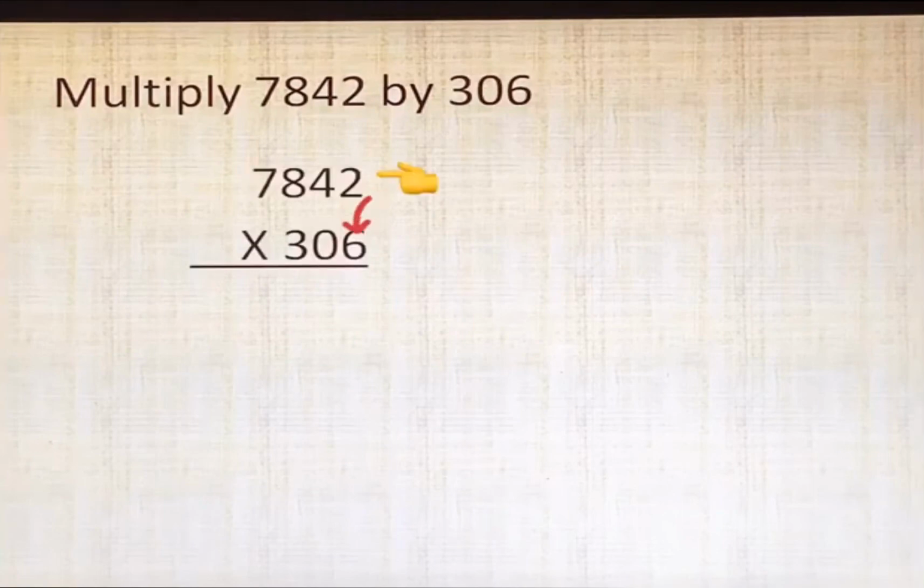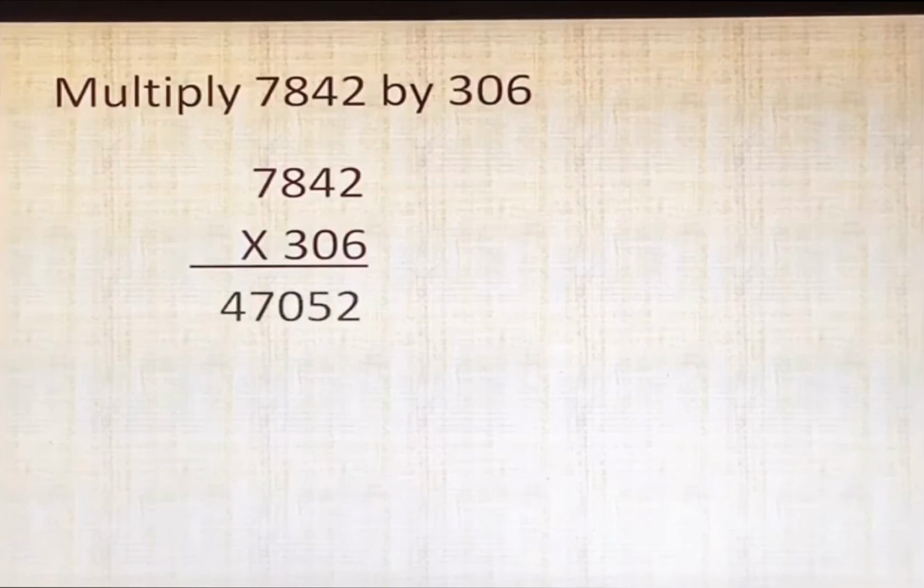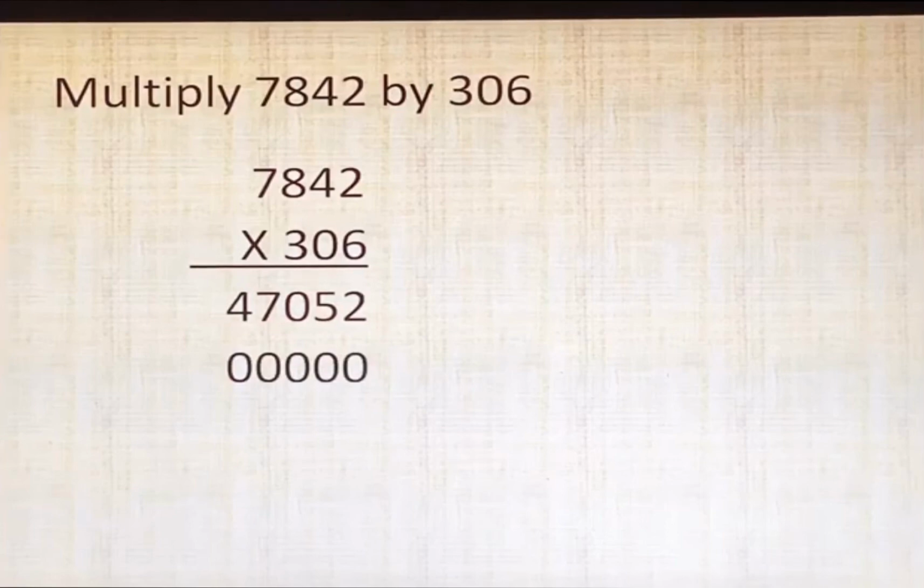Another example, now we will multiply 7842 by 306. First of all we will multiply 7842 by 6 and the answer we get is 47,052. Now next number is 0. When we multiply by 0, we will get 0 and 0's place value is 10. So we will put one more 0. So total number of zeros will be 2.